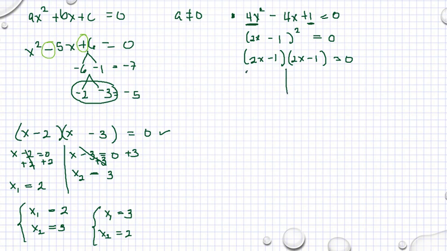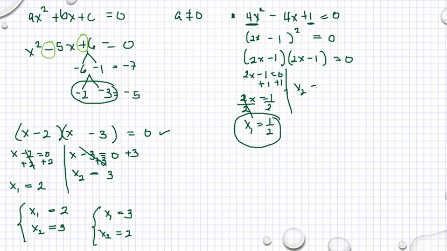So if I am going to solve the equation now, adding both sides of the equation by 1, then I have 2x is equal to 1. Then I divide both sides of the equation by 2, and we have 1/2. They are the same. That means my x sub 1 and x sub 2 are equal to 1/2 also.